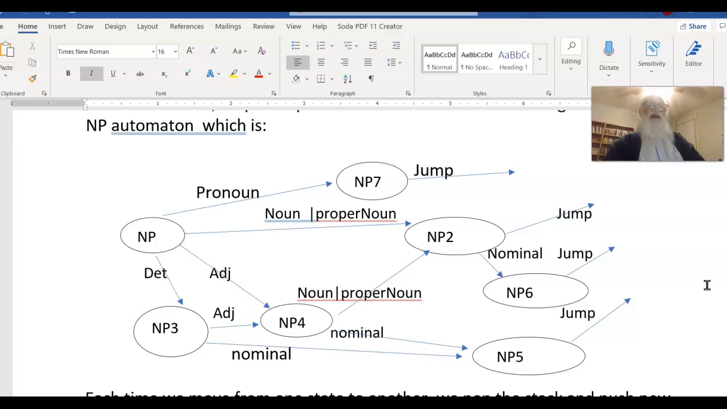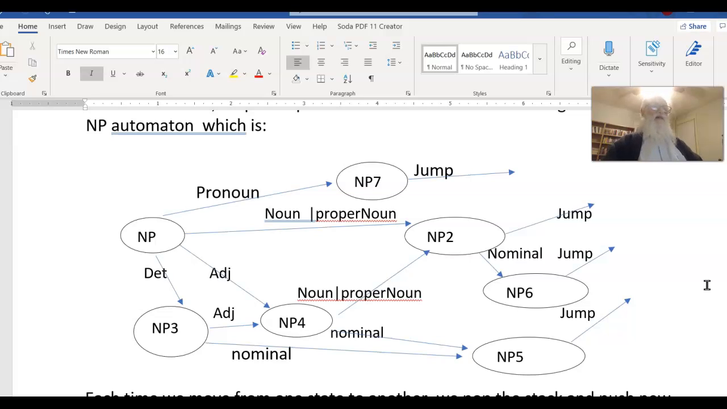This says, for example, that we can have an NP that's just a pronoun. We can have an NP that's a noun and a pronoun and jumps. We can have an NP that's a determinant, an adjective, and proper noun. We can have a determinant and a nominal. We can have an adjective and a noun and a nominal. Whenever you see jump, what that basically means is I found an NP. One of the rules works here.